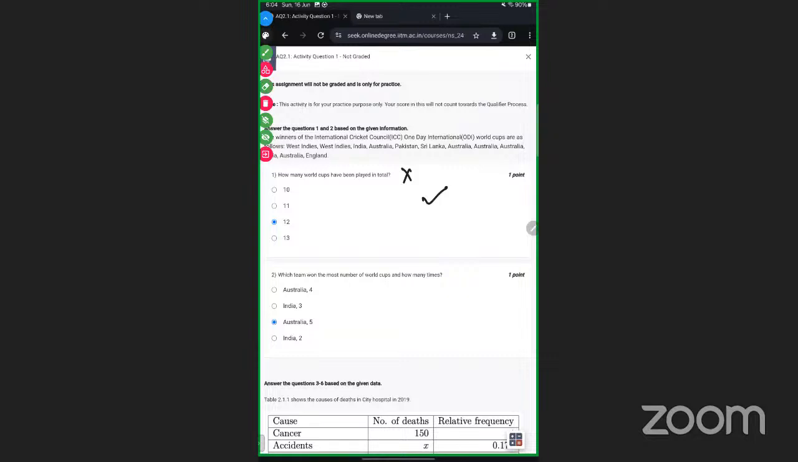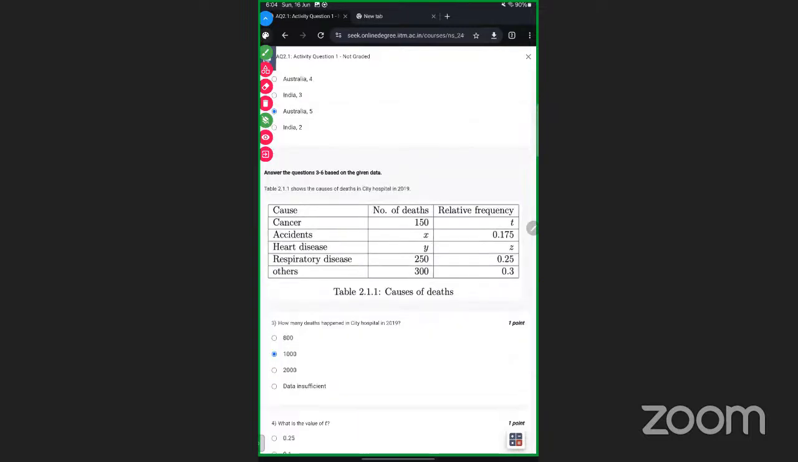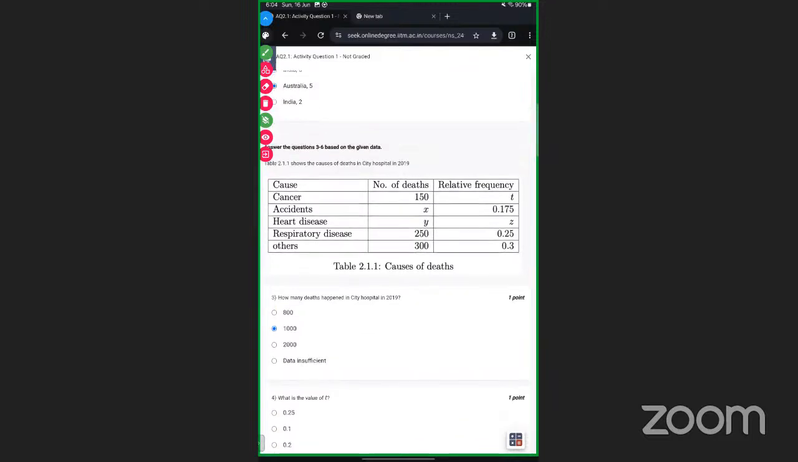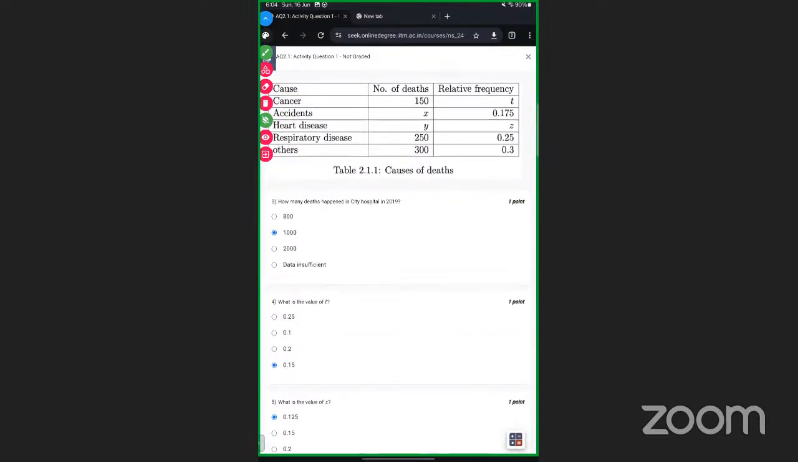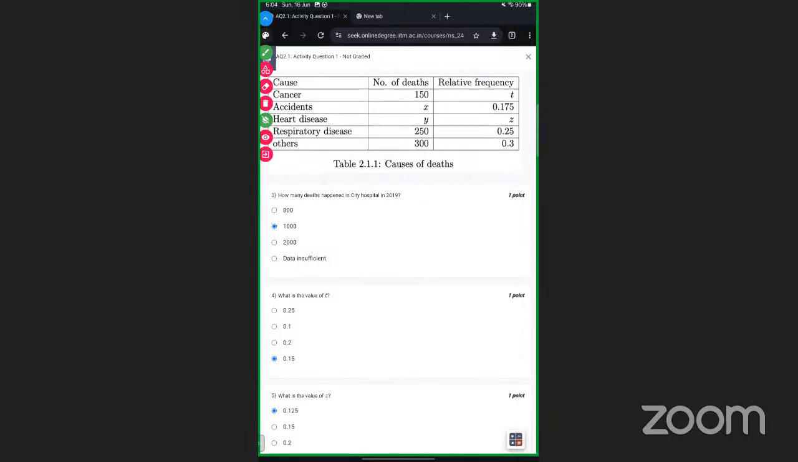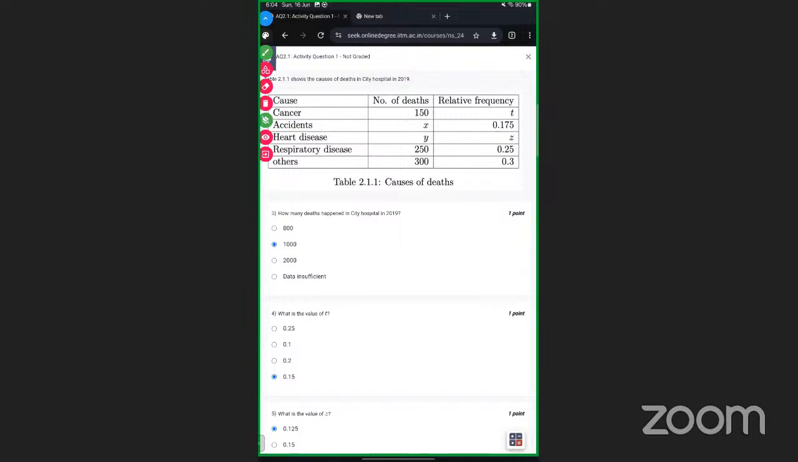I have a doubt in activity 2.5, question 3, sir. I also have a doubt for activity question 2. Okay, sorry, we'll go in order. Question number 3, any doubt? Yes, sir. Please explain it.